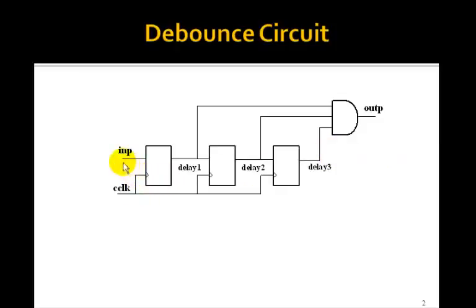On the rising edge of this clock, the input gets shifted in, and then on the next clock it gets shifted once more, and then shifted again. And you notice the outputs of these 3 flip-flops, I call them delay 1, delay 2, and delay 3, are the inputs to an AND gate, and this is going to be the output. So we'll see how this works.